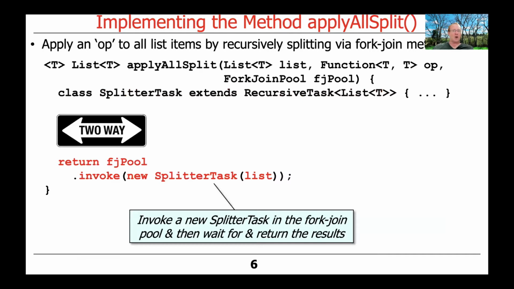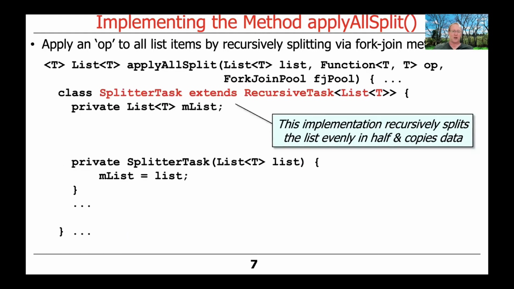As you can see, again, we're going to use the invoke method. This is the method that's used by non-fork join task clients. And it's going to kick things off, start the ball rolling as it were. And we're going to create a new SplitterTask that will start with the entire list. So let's go ahead and take a look and see what SplitterTask looks like.